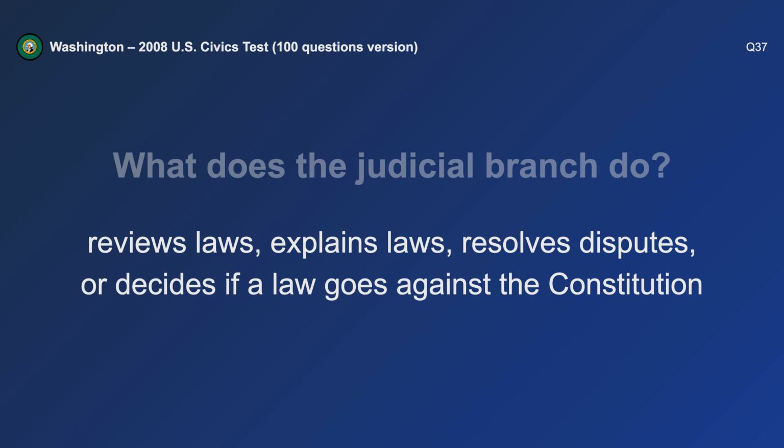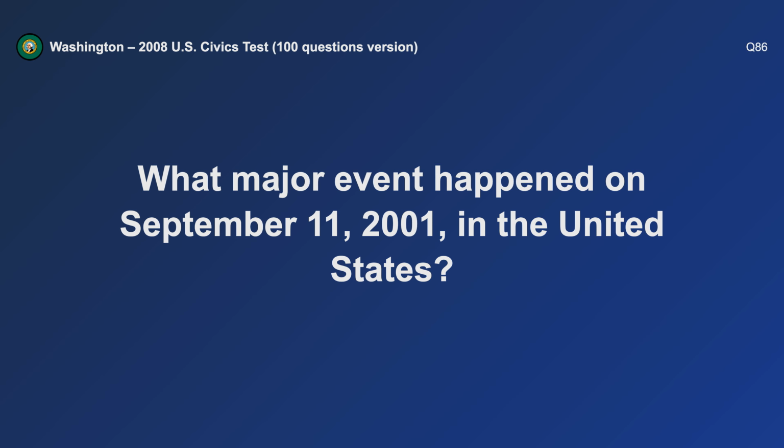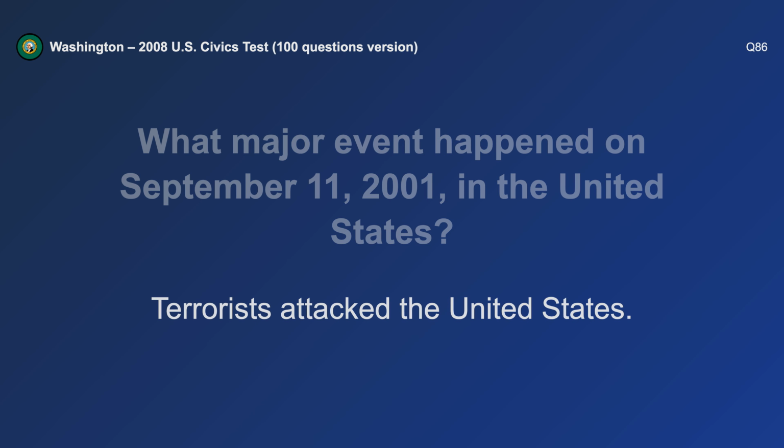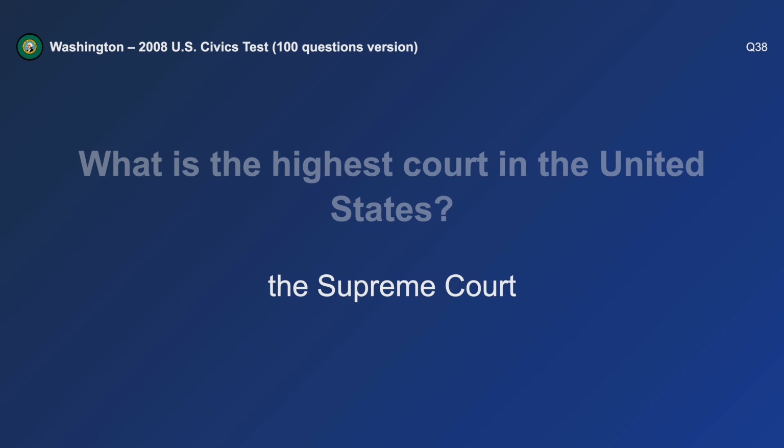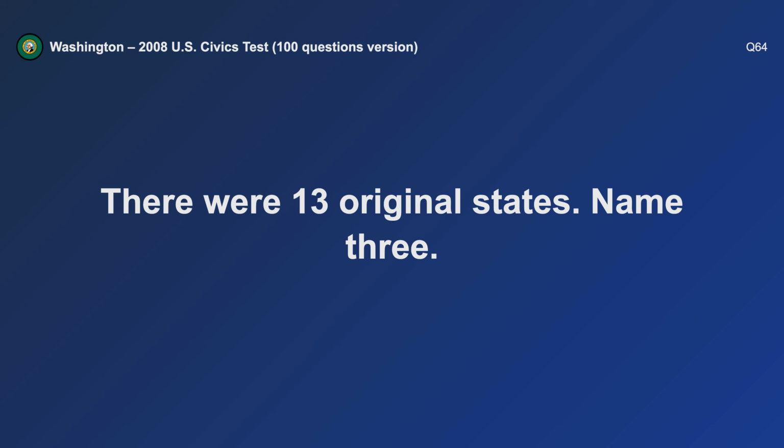What does the judicial branch do? Reviews laws. What major event happened on September 11th, 2001 in the United States? Terrorists attacked the United States. What is the highest court in the United States? The Supreme Court.